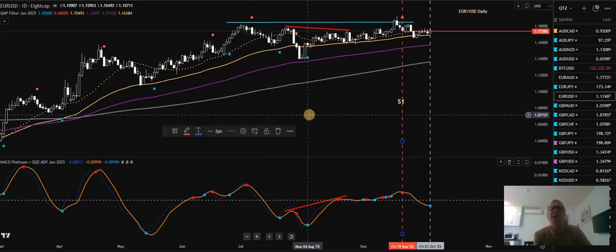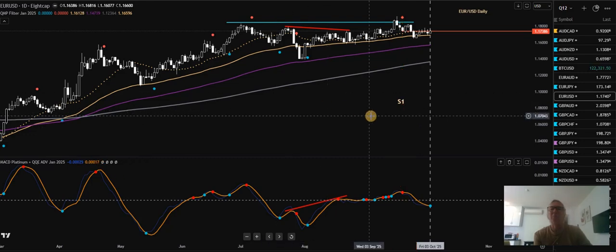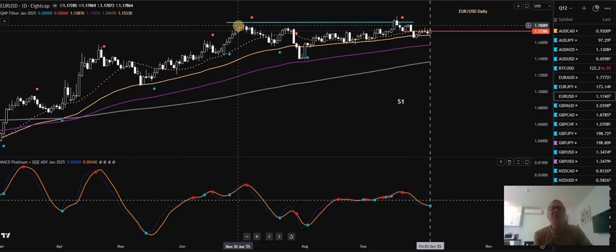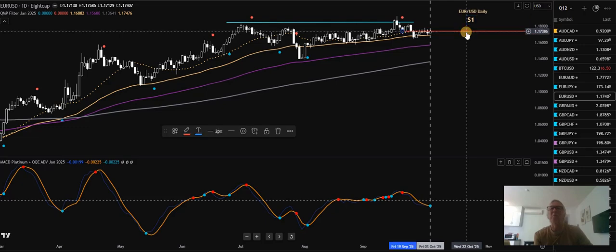Just playing it safe there. And in hindsight, probably was a smart move. So yes, look, this is a pair that normally moves pretty nicely. It's got a fair range, but it's just been an absolute grind lately. So we're in no trades at the moment. We're just waiting.